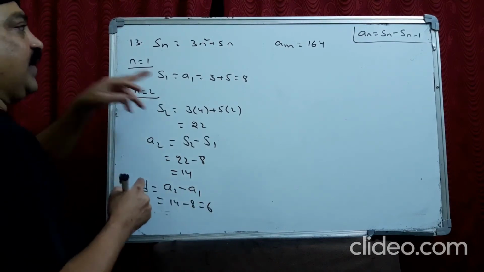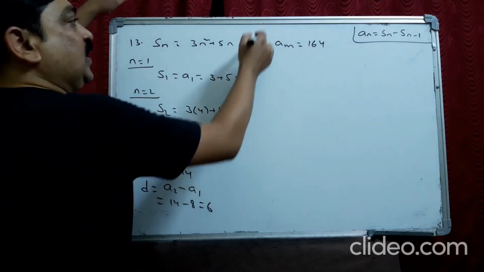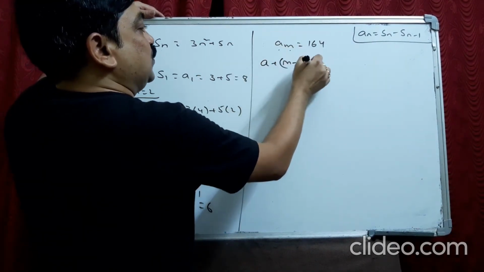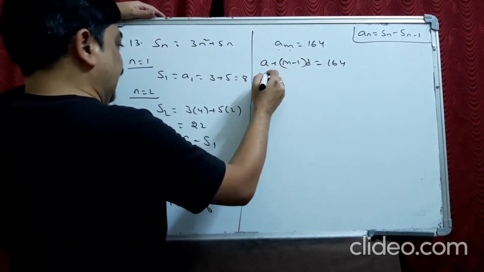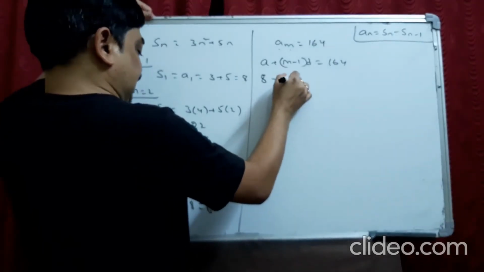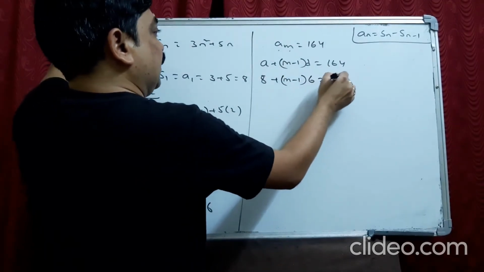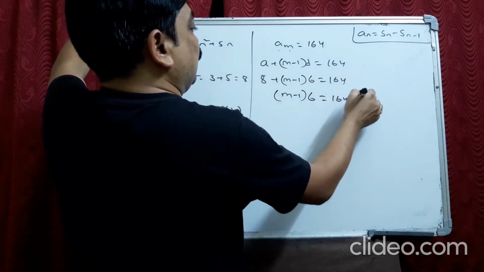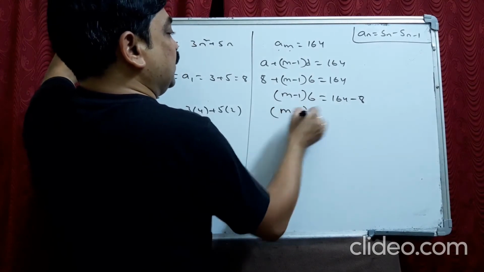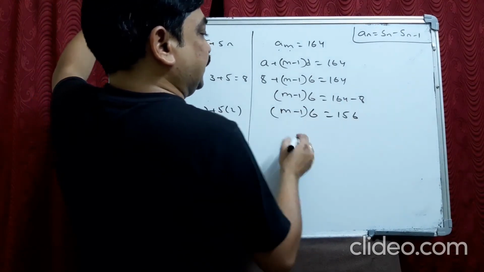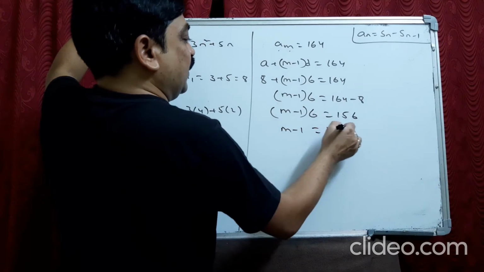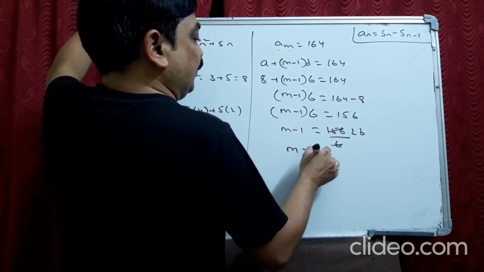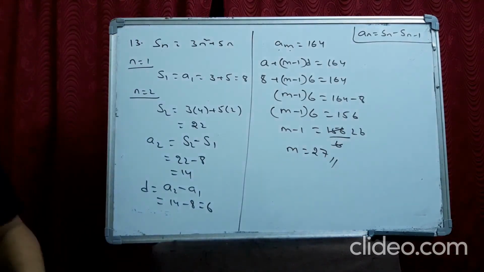After getting a2, you get d, a2 minus a1, 14 minus 8, that is 6. That means you have the a value and d value with you. Now let us find out m, using this formula. a plus m minus 1 into d is 164, a is 8, plus m minus 1 into 6, 164. M minus 1 into 6 equal to 164 minus 8. M minus 1 into 6 is 156. M minus 1 is 156 by 6, 26. M equal to 27. Okay.